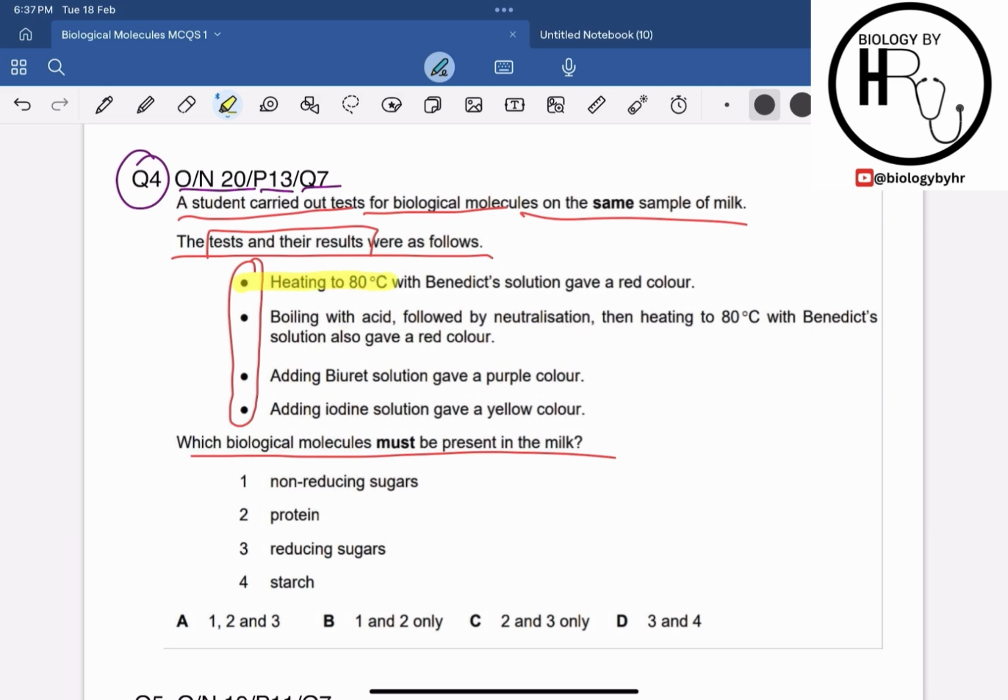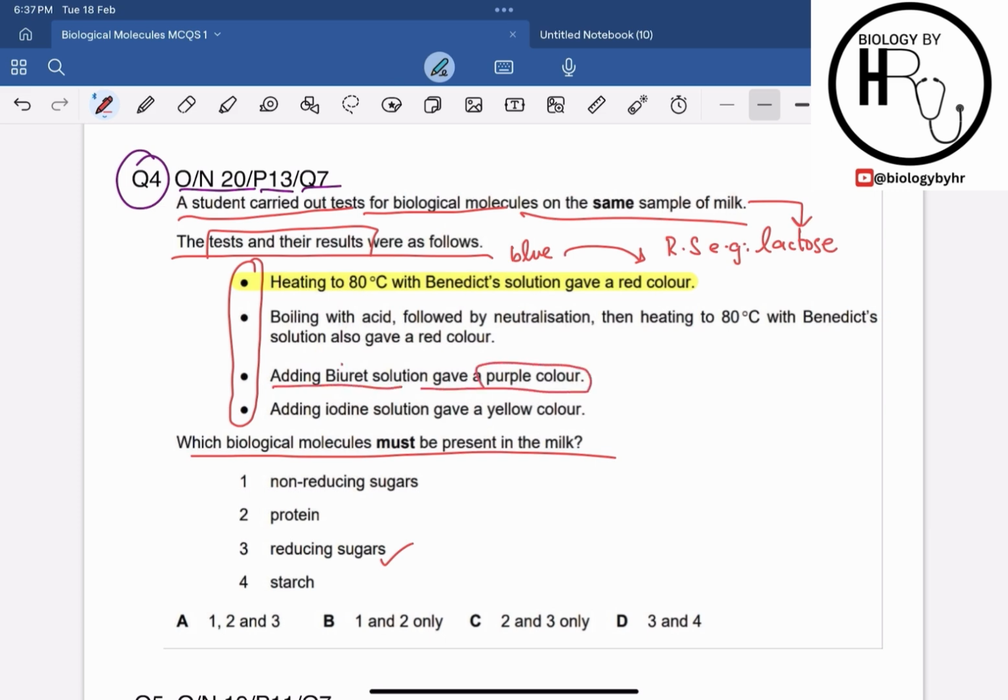Heating to 80 degrees Celsius with Benedict solution gives the red color. If the Benedict solution is changing the color from blue to red, it means that the reducing sugar, for example lactose, is present, right? Like the reducing sugar which is present in the milk is the lactose. So they are saying that the reducing sugar is present, so we can simply take that yes, reducing sugar is present. Adding biuret solution gives the purple color.